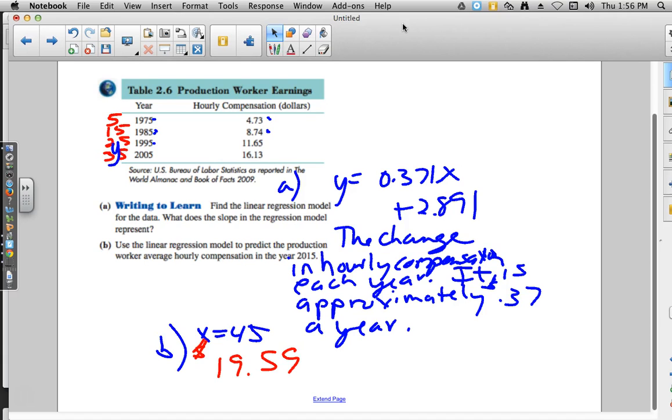And we could have just started our table at 45 as well, you know, change the table startup right there. But that is our prediction.